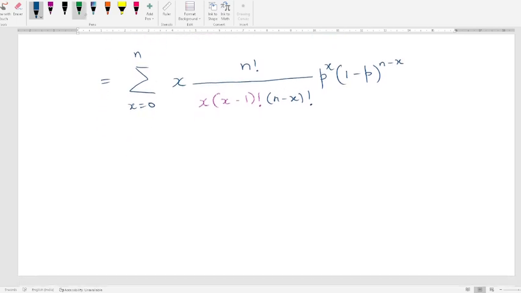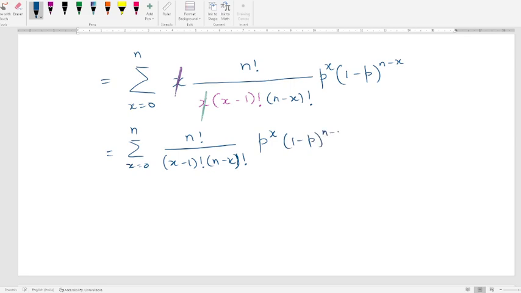Now you can see that we can very easily cancel out these two x's. Once we cancel these two x's, let's just write it down, because it never harms to write down all the steps. Step jumping is a sin. Anyways, so x minus 1 factorial and n minus x factorial are there in the denominator, n factorial is there in the numerator, and beside that we have got p to the power x, 1 minus p whole to the power n minus x.